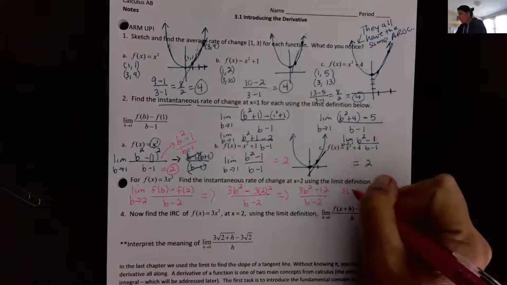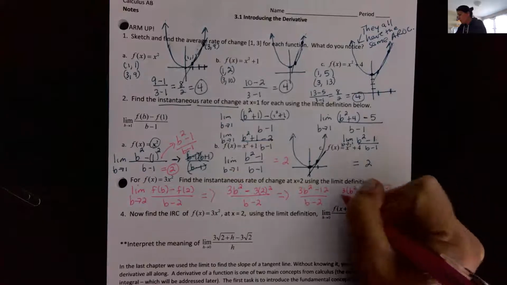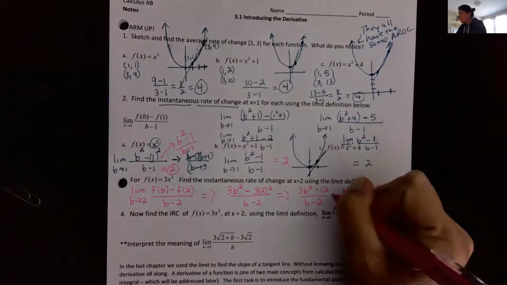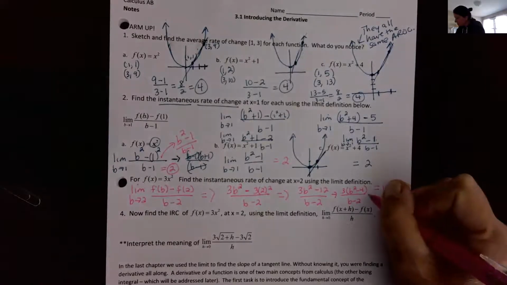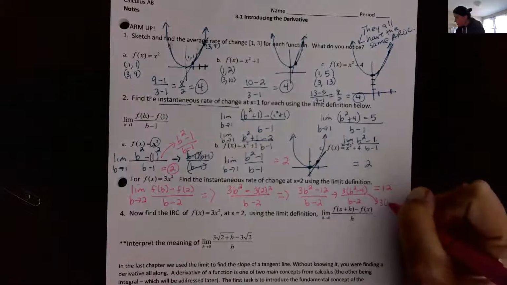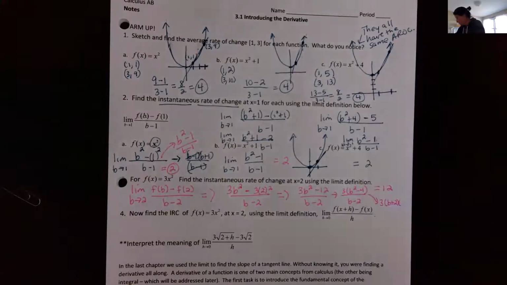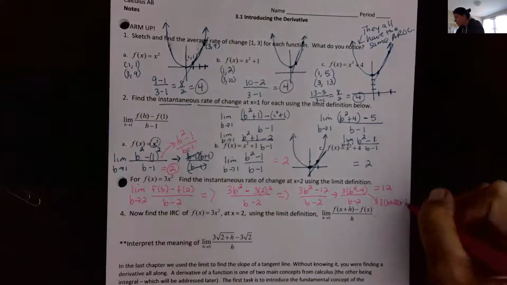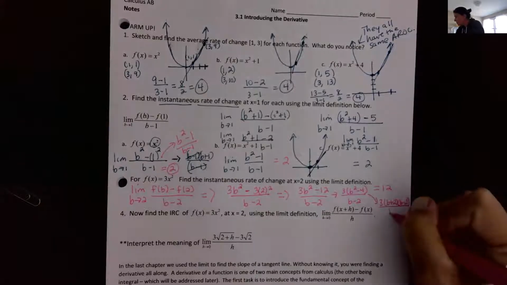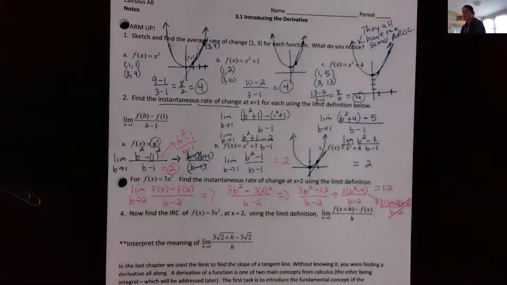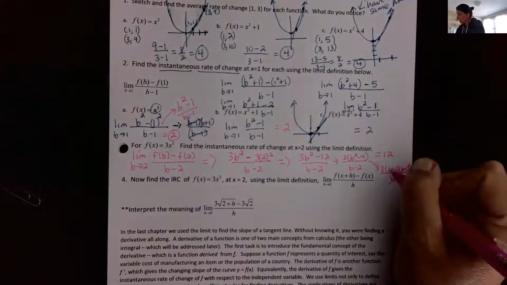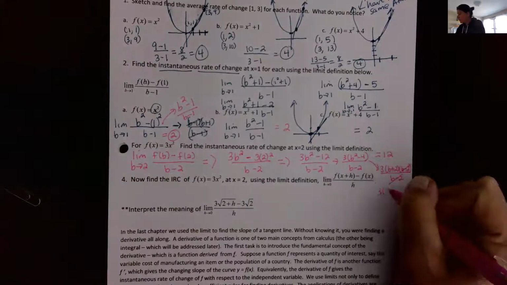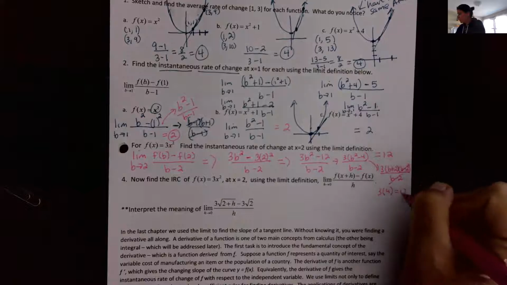So if I factor out 3, still not able to plug in 2. Still not able to plug in 2. But 3, b plus 2, b minus 2, with b minus 2 on the bottom. There is our factor that's causing an issue. Now I can plug in. 3 times 4 is 12.